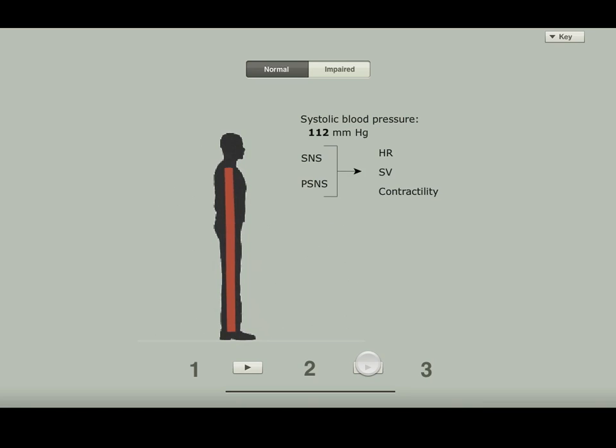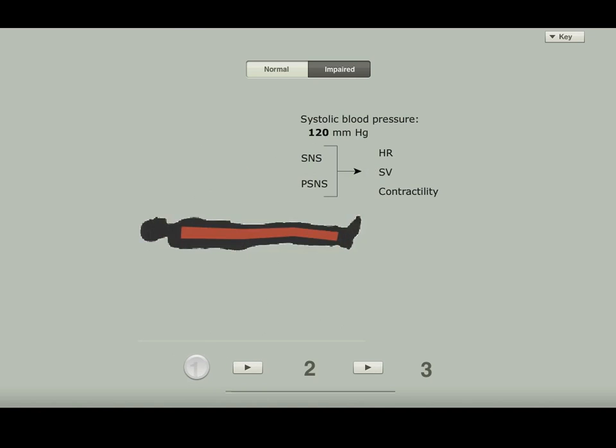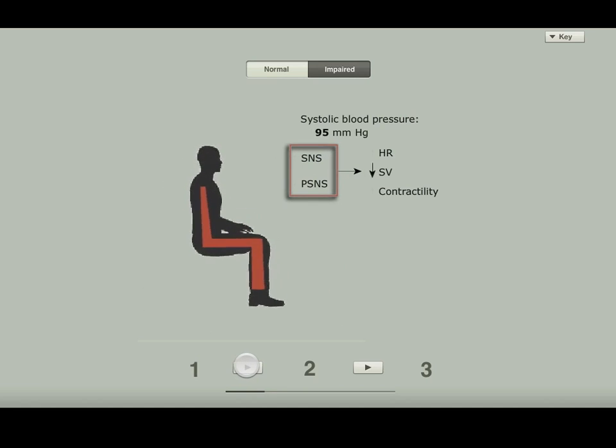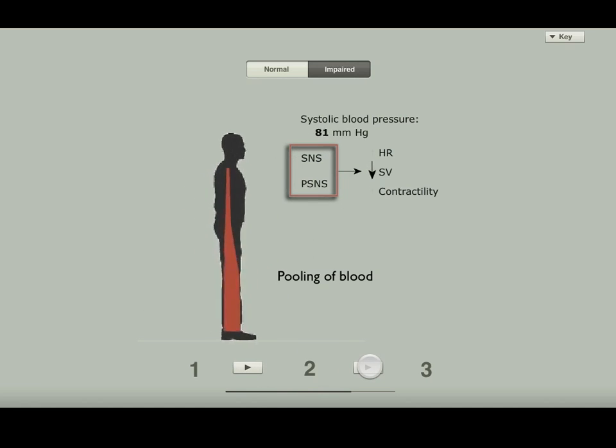You can tap Impaired to switch to a state in which the compensatory response to postural change is impaired. Tap on the number 1 to go back to the start of the animation and go through using the play buttons. With impairment of the autonomic nervous system response, the main difference is that the pooling of blood and subsequent decrease in SV is followed by a diminished response of the autonomic nervous system. You can see this by the size of the arrows next to SNS and PSNS as you play the animation.